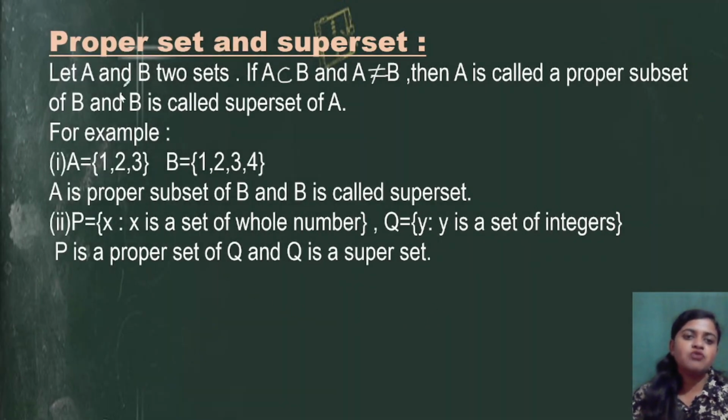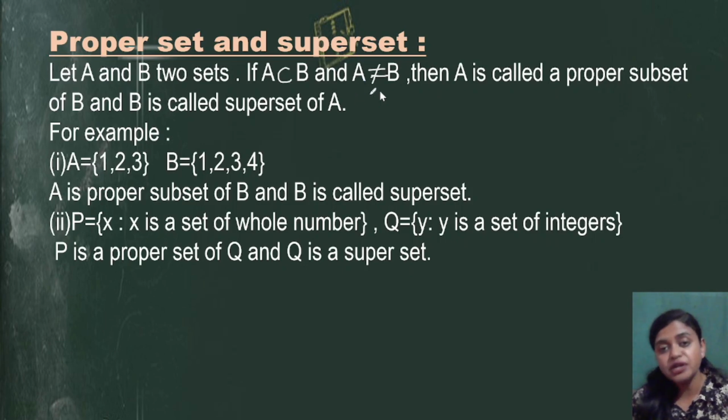Next, we'll learn what is a proper subset and what is a superset. Let A and B be two sets. If A is a subset of B and A is not equal to B, these two conditions should be satisfied, then we can say A is called a proper subset of B and B is called the superset.